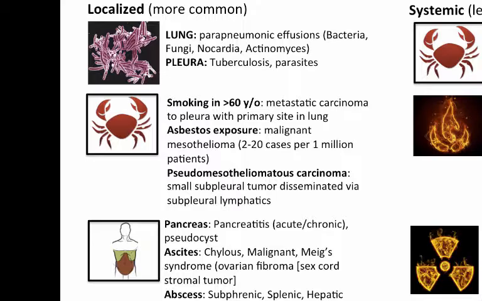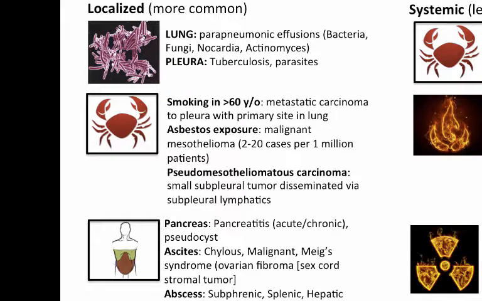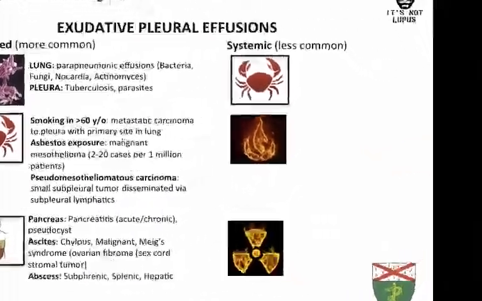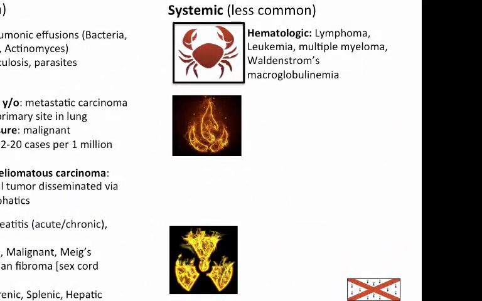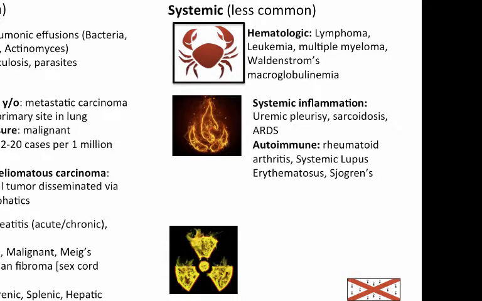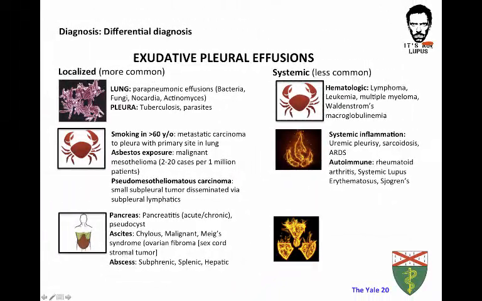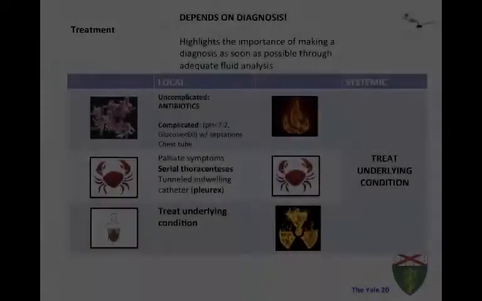And finally, intra-abdominal. So this could include pancreatitis, ascites, or hepatic abscesses, either subphrenic, splenic, or anywhere around the diaphragm. For systemic malignancies, hematologic malignancies are associated with pleural effusions that are exudative. For inflammation, systemic inflammation, or autoimmune processes, I know that we love writing this over here. It's not lupus, but it could actually be lupus in this case. And then iatrogenic can include radiation therapy or the post-cardiac injury syndrome.